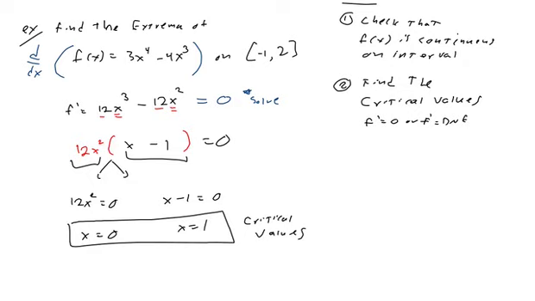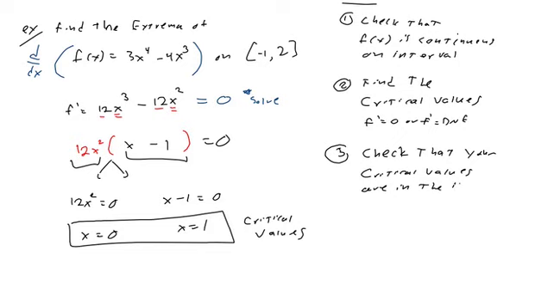Some quick back of the envelope calculations. So I got x equals 0, x equals 1. Third step we need to take, once we have these values: check that your critical values are in the interval.